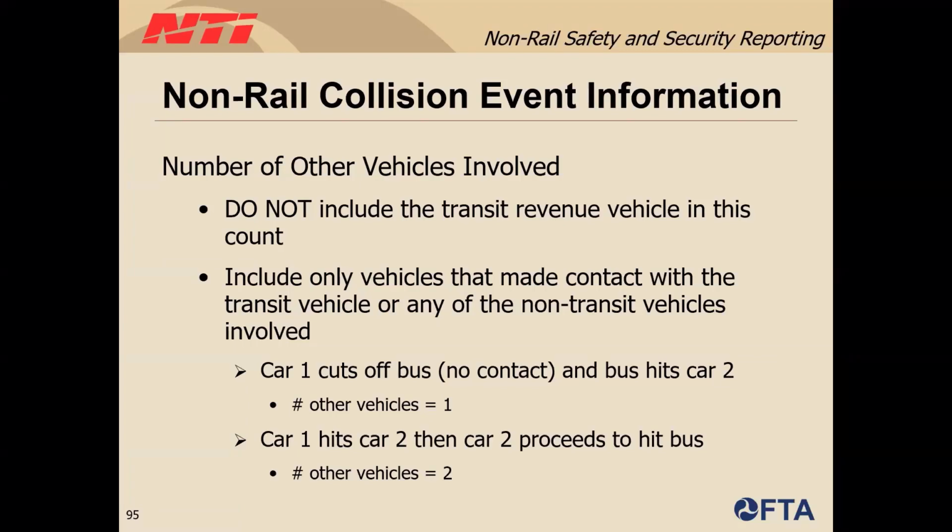We'll look at a few examples of how to determine how many other motor vehicles to report. If car 1 cuts off a bus but no contact is made, and the bus goes on to hit car 2, the number of other vehicles to report is 1 because only car 2 had contact with the bus. Another example is if car 1 hits car 2, then car 2 hits the bus. The number of other vehicles to report is 2. Again, both car 1 and car 2 had contact.